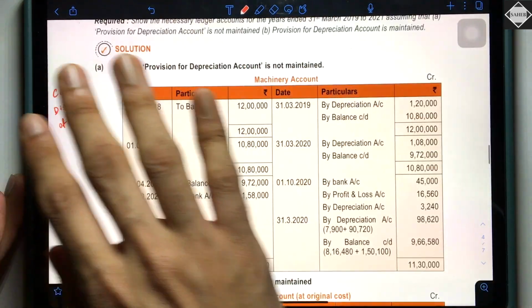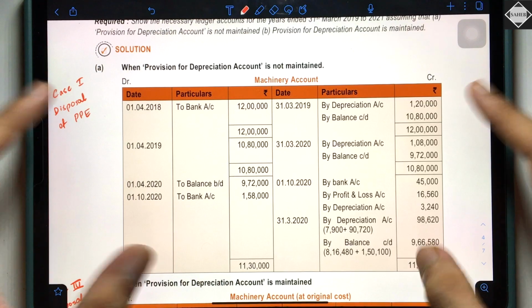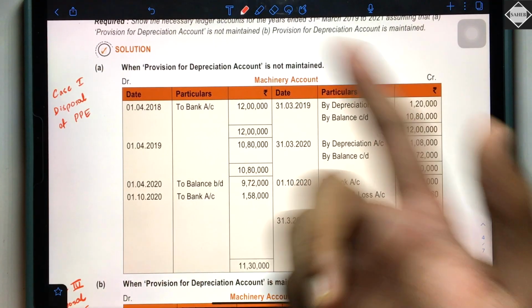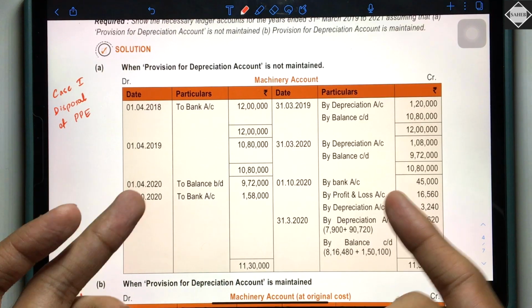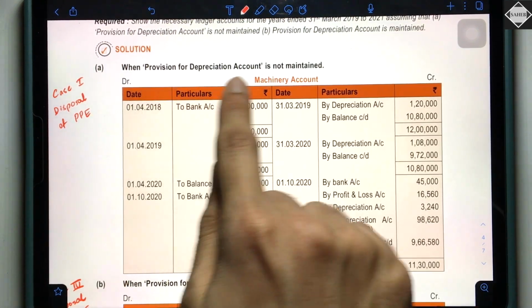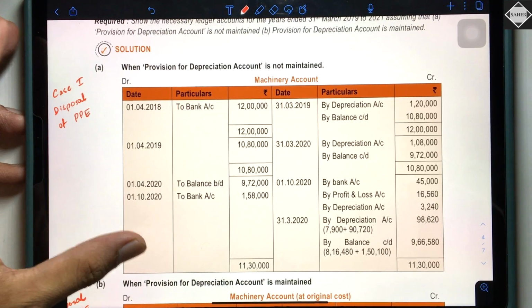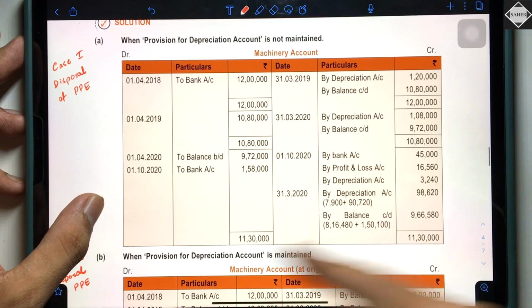Now I'm not doing the case A, because it's really simple. You just do that on your own. I have already explained. This is case 1. Here the study mat has solved this through case 1. The provision for depreciation is not maintained now, so everything will be happening in the asset account itself. Okay, fine. This is case 1. Through case 1 they have solved this.